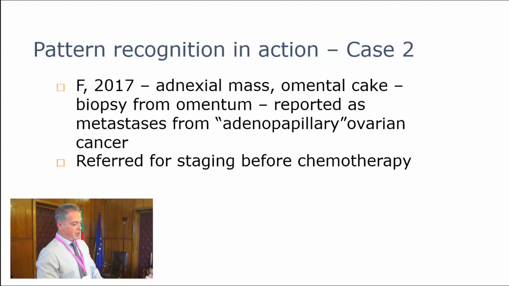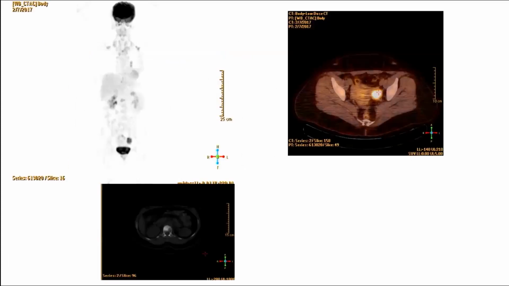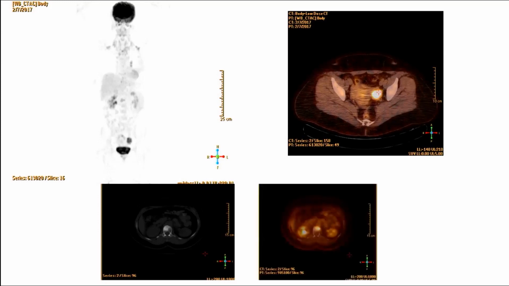The other case: adnexal mass, omental cake, biopsy from omentum, reported as adenopapillary ovarian cancer, whatever it means. Referred for staging before chemotherapy. This is a tumor. What we see here are sclerotic bone metastases. I told you we expect sclerotic bone metastases in very few gynecological cancers: small cell cancer and sometimes endometrioid, which is not the case. So here we also have bone marrow involvement, which is not consistent with any type of ovarian cancer.